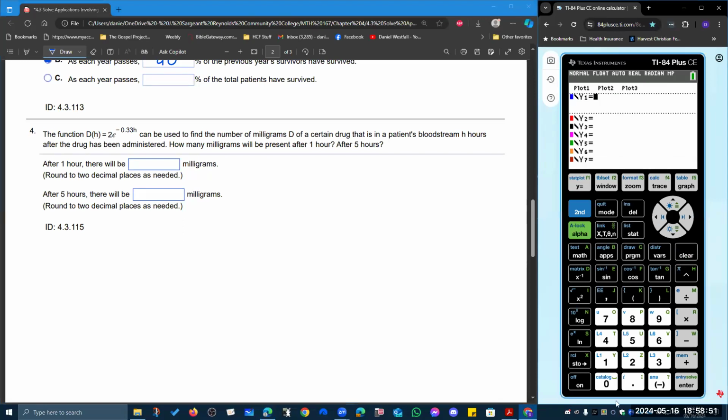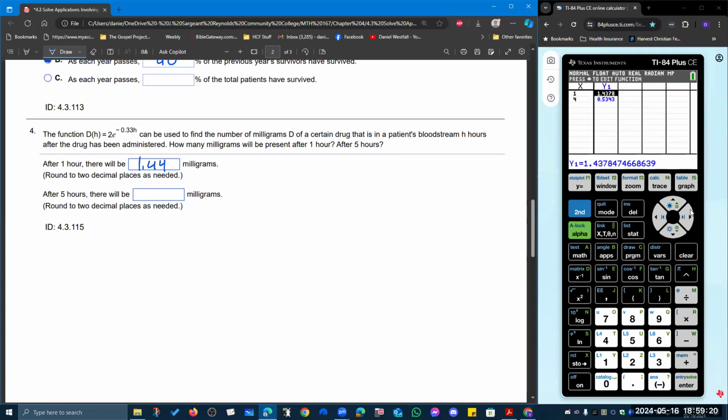So let's say 2 times e to the power of negative 0.33, and in place of h, I'm going to use x. Then I want to let x be 1, and that's going to be 1.44 milligrams. And then when x is 5, that's going to be 0.38 milligrams.